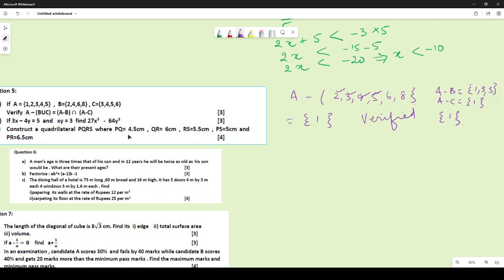Okay. Now, construct a quadrilateral. This you already know. You have already done it, and most of you have done it correctly.